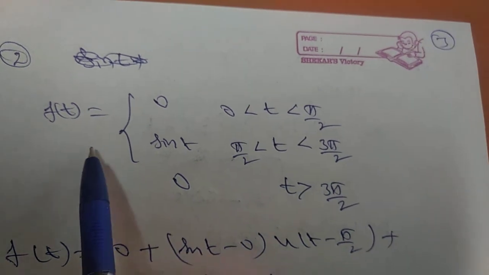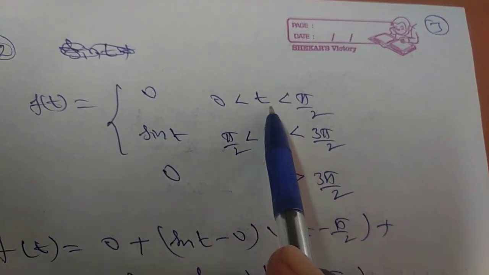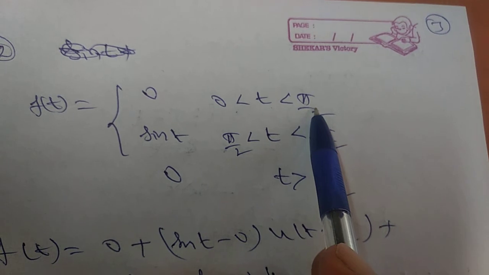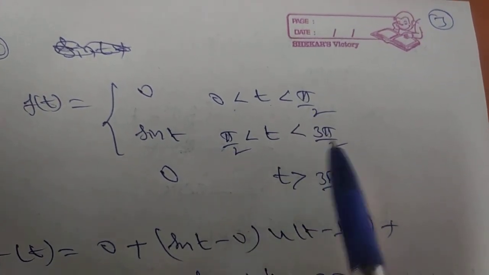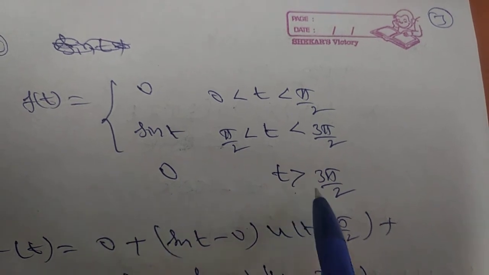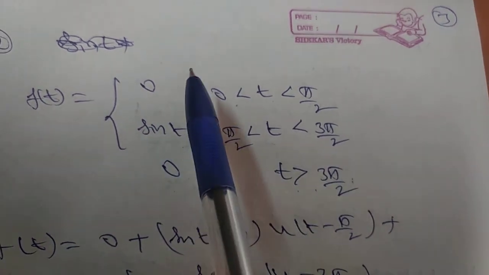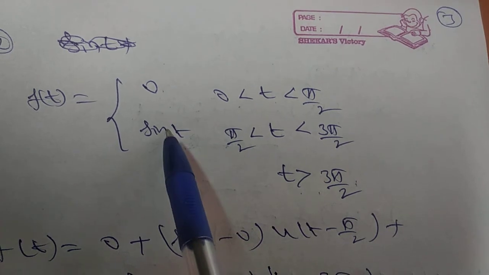Next problem, f of t is equal to 0, for t greater than 0 and less than or equal to pi by 2, sin t for t greater than pi by 2 and less than 3 pi by 2, and 0 for t greater than 3 pi by 2. So here three functions are there, f1, f2, f3.